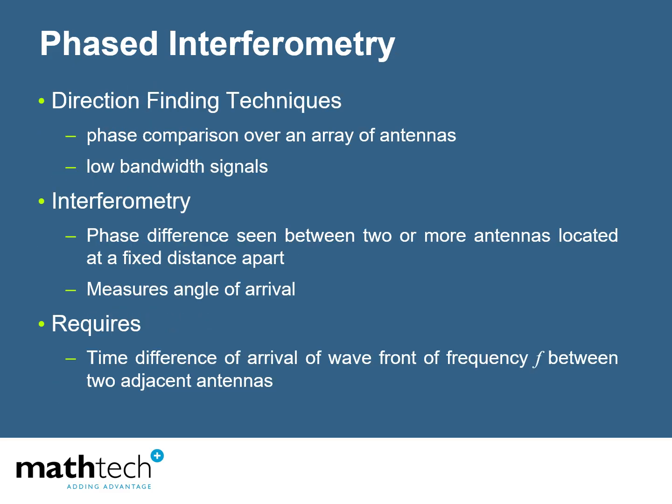Direction-finding techniques use phase comparison over an array of antennas for low-bandwidth signals in order to find the RF emitter location. Interferometry is a technique to identify the direction from which an emitter is transmitting a signal. This is based on the phase difference seen between two or more antennas located at a fixed distance apart. To measure the angle of arrival of an incoming signal, we need to know the time difference of arrival of the electromagnetic wavefront of frequency f between two adjacent antennas.